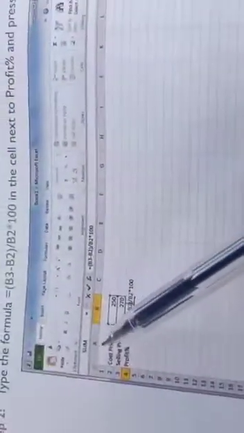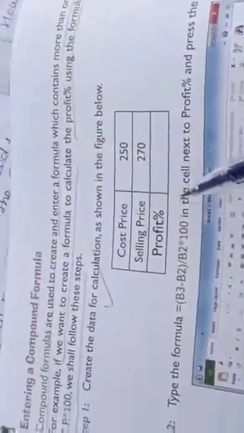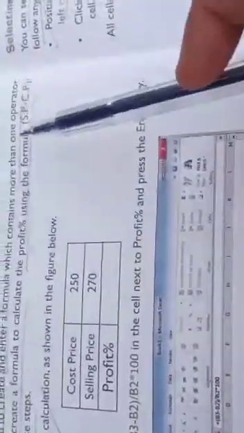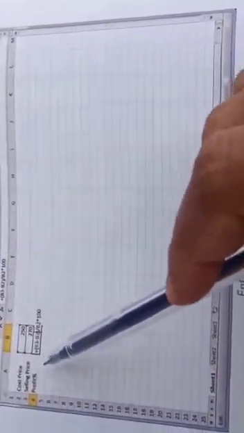We will first of all make this list here. Cost price equal to 250, selling price equal to 270, and we will write the formula here, profit percentage equals to B3 minus B2 by B2 into 100. As we know, the formula is selling price minus cost price by cost price into 100, and we have written it in the form of cell names B3, B2.